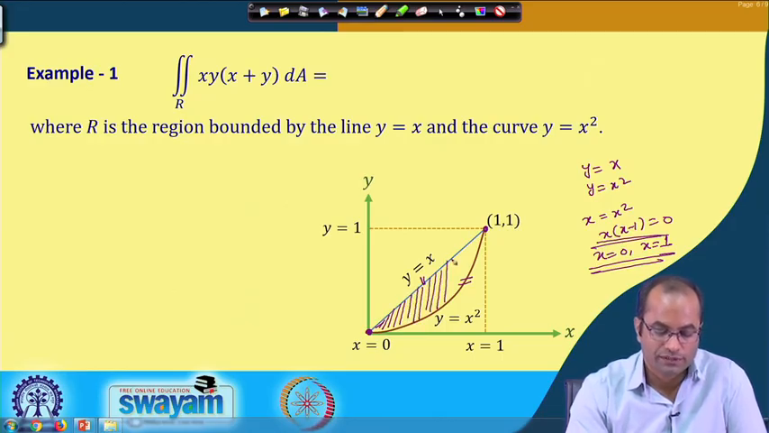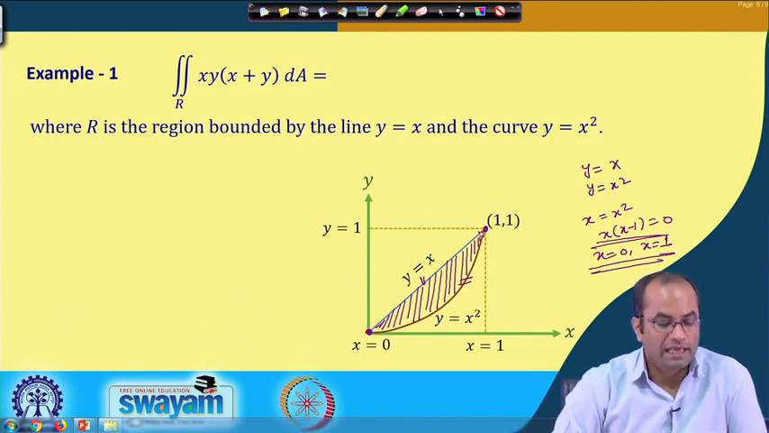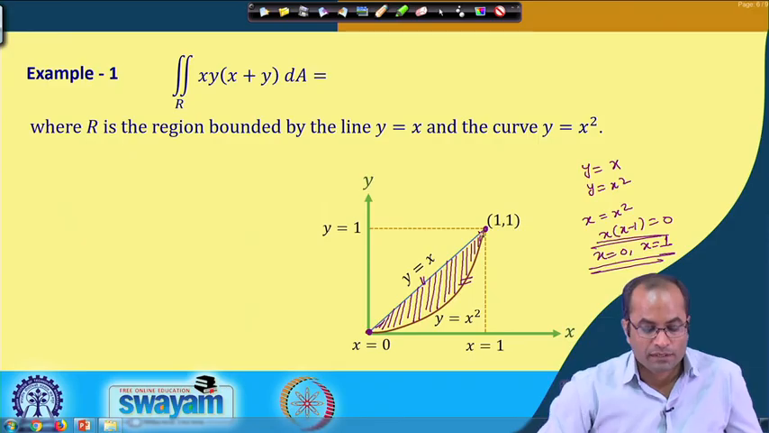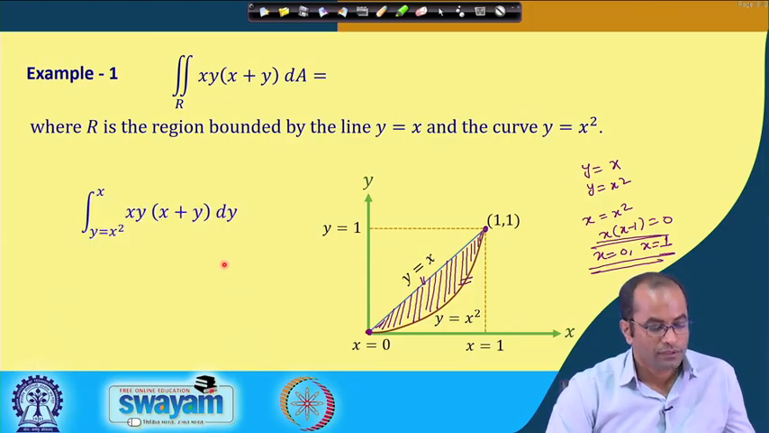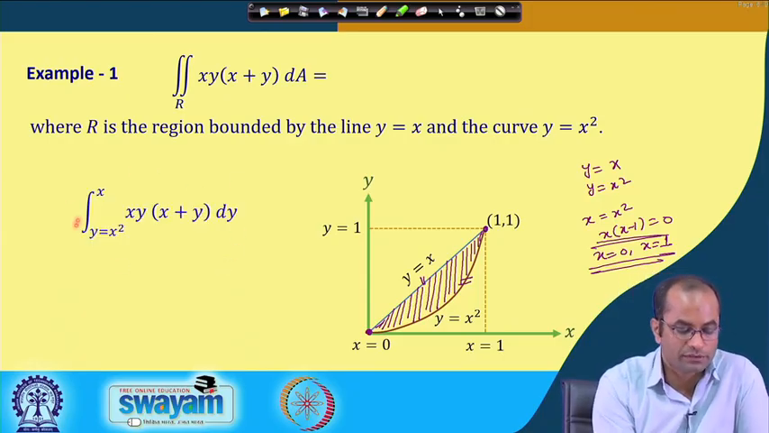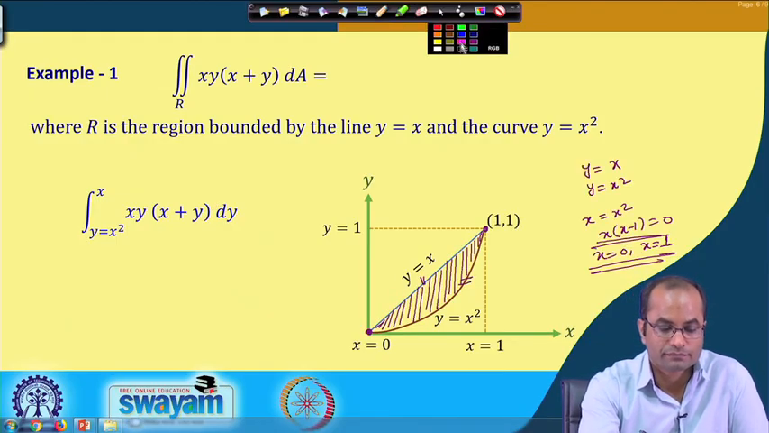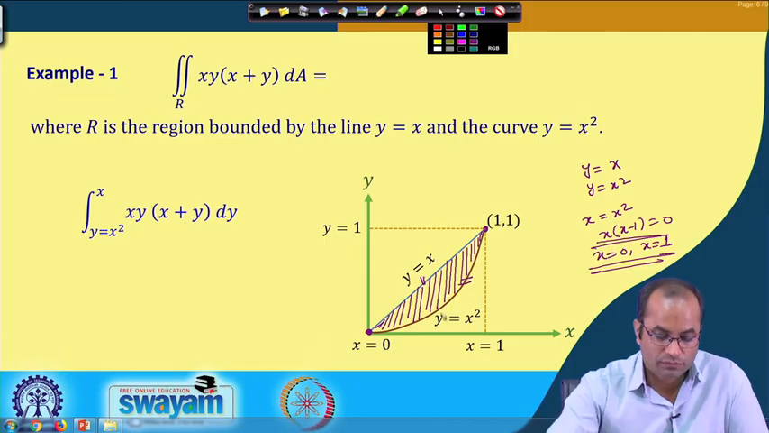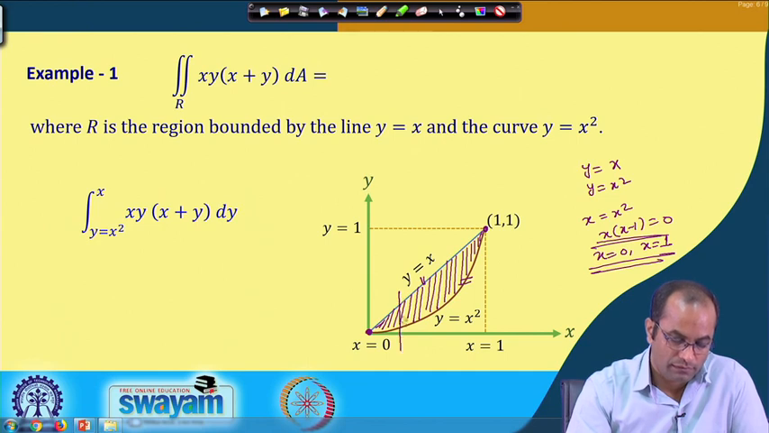So, over this region of integration, we will now integrate the given function, x y multiplied by x plus y and dA. Having this, we now have the possibility that we first take the integral with respect to y. So, while taking the integral with respect to y, we will draw a line here parallel to the y axis. So, this is the line.